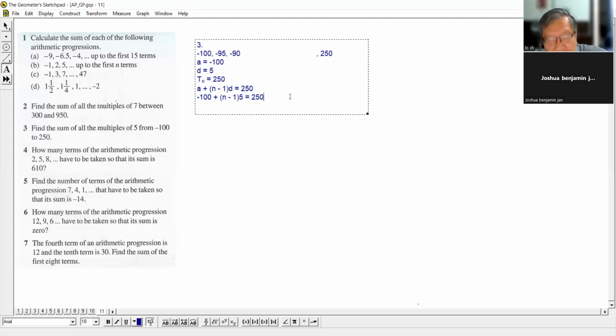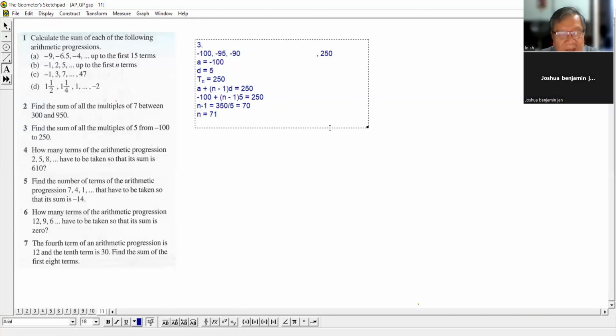Do you know how to solve this equation? N minus 1 equals, bring over, 350. Then you divide 350 by 5, so the answer is 70. So what's the value of N? 71. So can you find the sum now? Yes, you can find the sum.